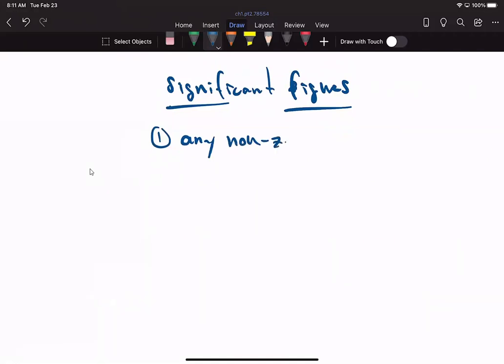non-zero number is significant. Right. Any non-zero number. If you want to know what a non-zero number is, it's a number that's not zero, right? 1, 2, 3, 4, 5, 6, 7, 8, 9. Those are all non-zero numbers.